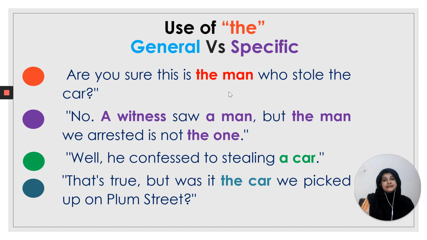And the answer is, that's true. But was it the car we picked up on Plum Street? Now again, they got specific about that particular car, which is the focus of this whole conversation. So I hope you got a very clear idea about general versus specific, how we make use of the definite article the when we want to make something specific, someone specific.